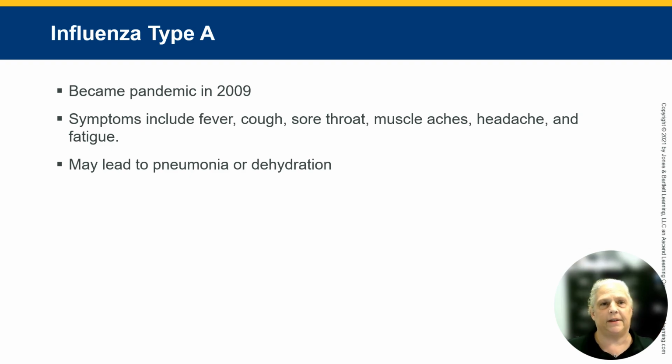We have our influenza type A. It was a pandemic back in 2009. It was an animal respiratory disease that mutated to infect humans. It is transmitted through direct contact with nasal secretions and aerosolized droplets from coughing. Signs and symptoms include fever, cough, sore throat, muscle aches, headache, fatigue. We want to pay attention to our patients. It could lead to pneumonia, and you always want to evaluate them for dehydration.